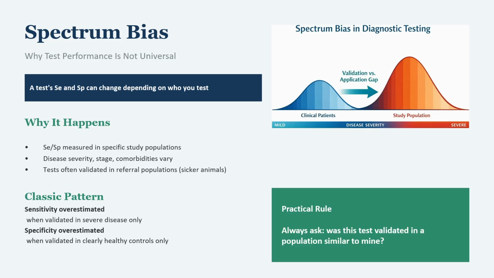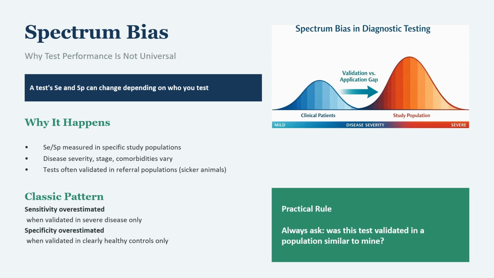It's a concept that is critically important for anyone interpreting published test performance data, and it trips up students and clinicians regularly: spectrum bias. Sensitivity and specificity are not universal constants. They were measured in a specific population under specific conditions at a specific point in time. When you apply that test to a different population, the performance may be quite different.